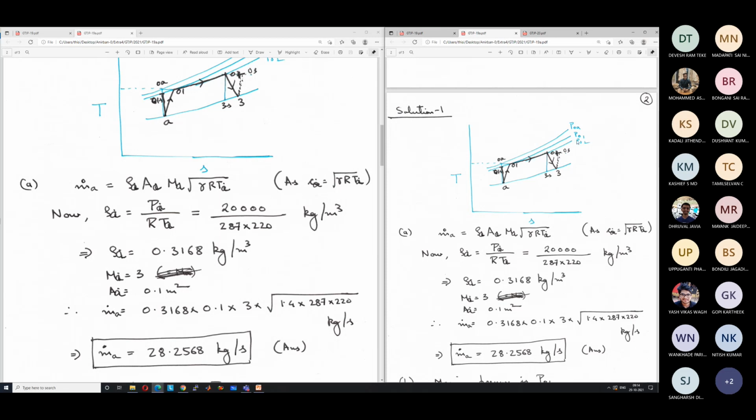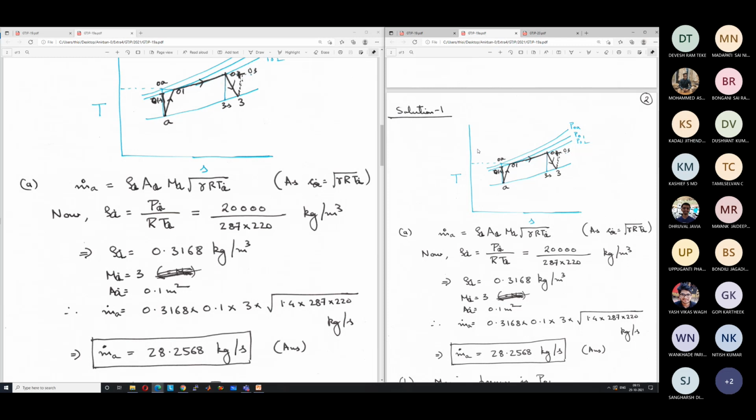You can see from the diagram that P01 is the highest pressure achieved in the cycle. The black line is the cycle, right? A to 01, 01 to 02, and 02 to 3. So P01 is the highest pressure. So how do we proceed then in the problem?